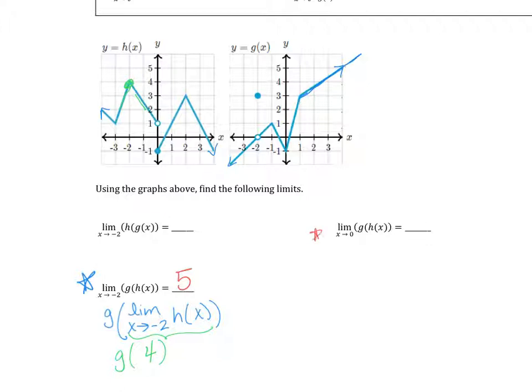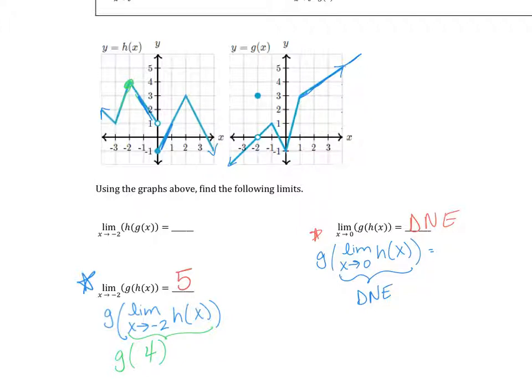Let's do this one. I'm going to take the g of the limit as x goes to 0 of h of x. Well, we run into some problems because on the h graph, if x is going to 0, my limit from the left and my limit from the right aren't the same thing. So this limit does not exist. Well, how can I find g of does not exist? So if that limit doesn't exist, this limit doesn't exist.